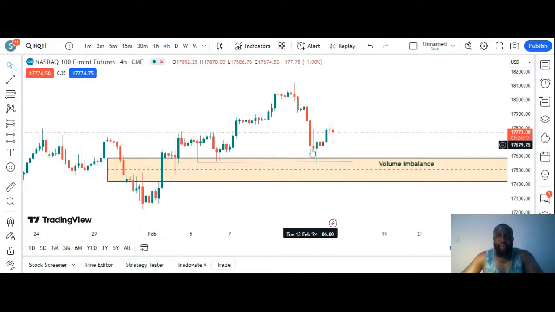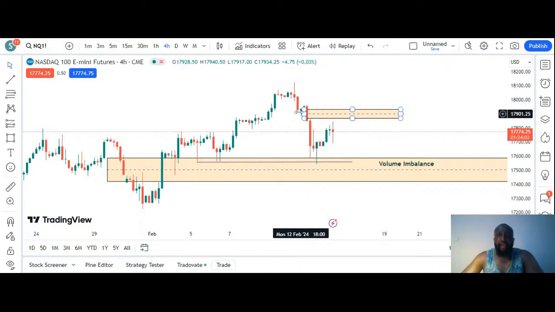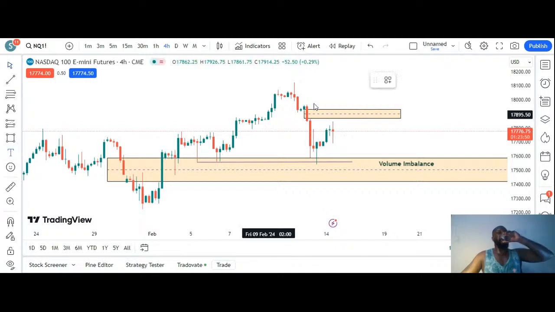What else can we take note of at this wave? Here I realize that I've got my fair value gap. And what do I have above my fair value gap? These two candles here form a bearish order block. So I've got my bearish order block there, and I've got my fair value gap. I'm going to label this as well.